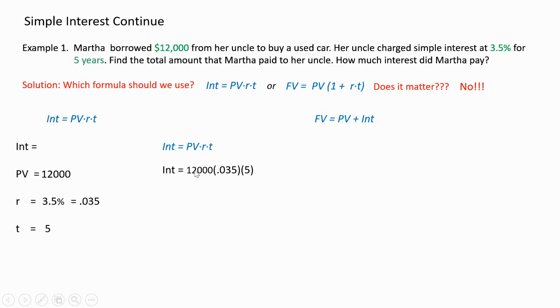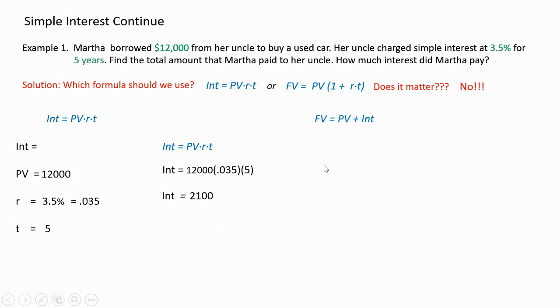So here, guys, just put it in your calculator. You're going to put 12,000 times 0.035 times 5, which gives us $2,100. So this is the interest, guys. If you use this formula first, you're going to find out how much Martha paid in interest.